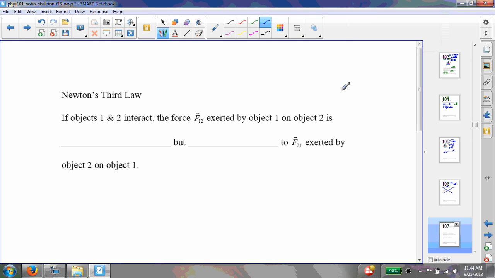Okay, so now we come to Newton's third law. Newton's third law says that if objects 1 and 2 interact, then the force F12 exerted on object 1 by object 2 is equal but opposite to the force exerted on object 2 by object 1. Draw a picture of what that means. Or in fact, you can do this right now.